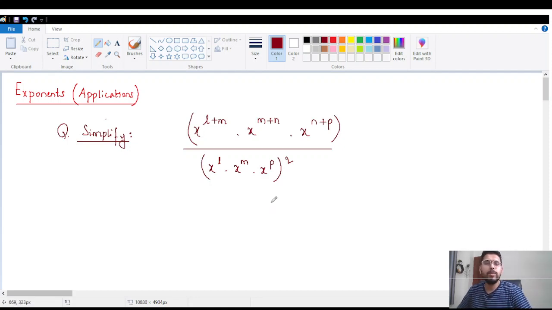In the previous video, we have explained a couple of questions, and today we are going to explain some more questions on exponents. So here's the first question.